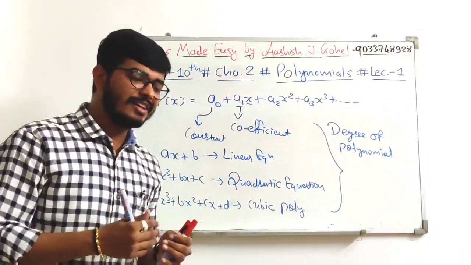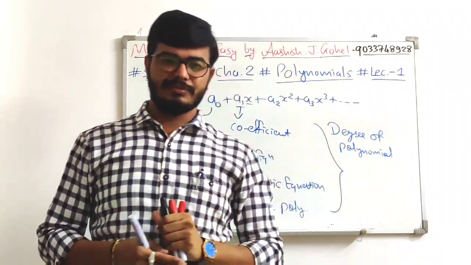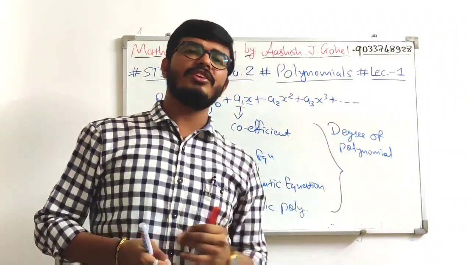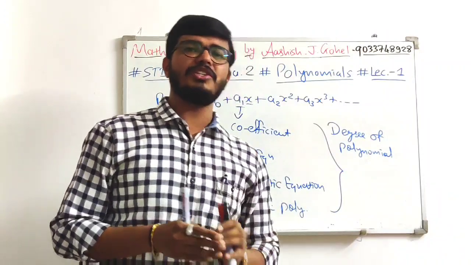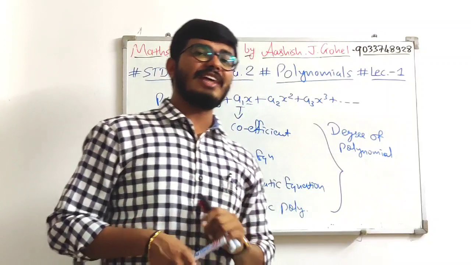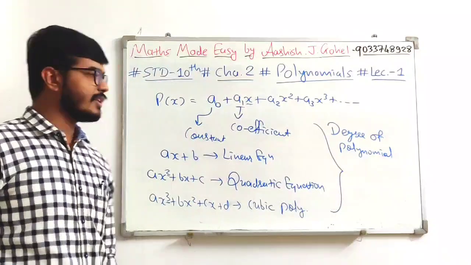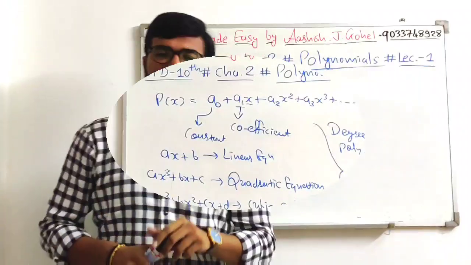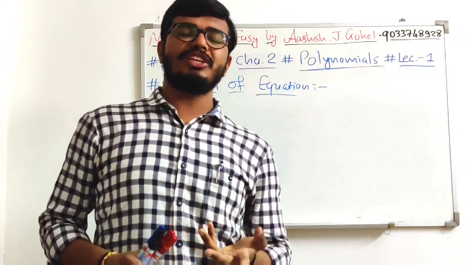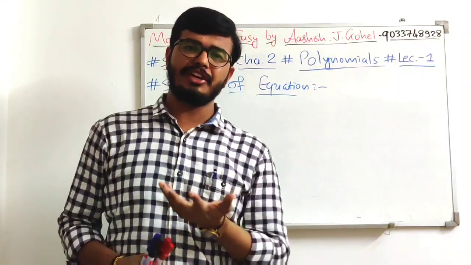Now here comes the point: what do we mean by the solution of an equation? There are many other names also: solution of the equation, zero of the equation, roots of the equation. So let us discuss that first, but you need to write all this down. Solution, zero, root, all are the same thing.